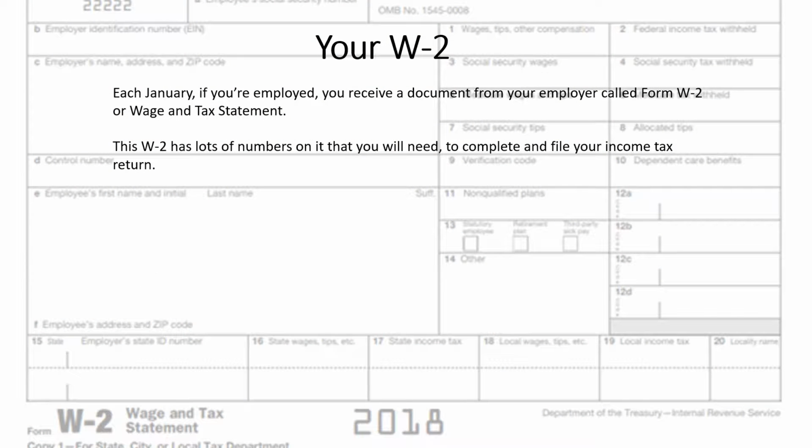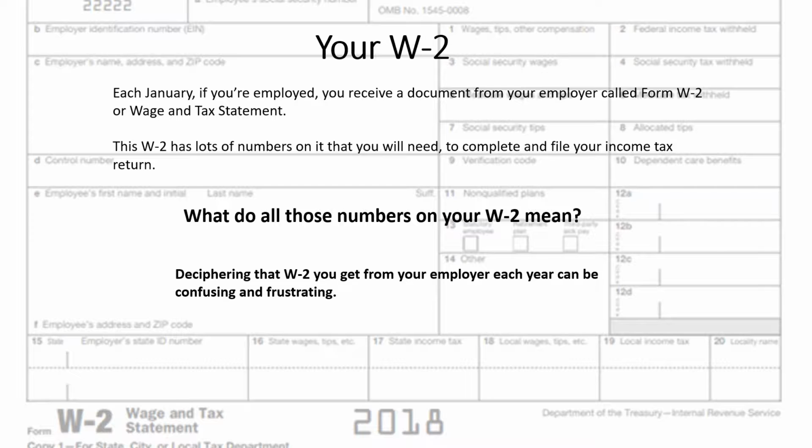Each January, if you're employed, you receive a document from your employer called a Form W-2 or a wage and tax statement. This W-2 has lots of numbers on it that you need to complete and file your income tax return. But what do all those numbers on your W-2 mean? Deciphering that W-2 that you get from your employer can be confusing and frustrating, but no worries. The 5-minute tax guy is here to help.